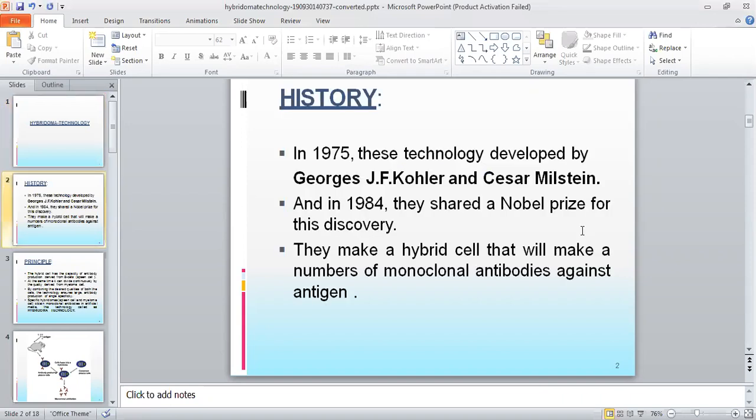First, history. In 1975, two scientists, Kohler and Milstein, developed this technique, the hybridoma technique. And in 1984, both scientists received the Nobel Prize for the development of this technique. In this technique, they make a hybrid cell that will make a number of monoclonal antibodies against antigens. This technique is used to produce monoclonal antibodies, and this monoclonal antibody binds to a specific antigen.